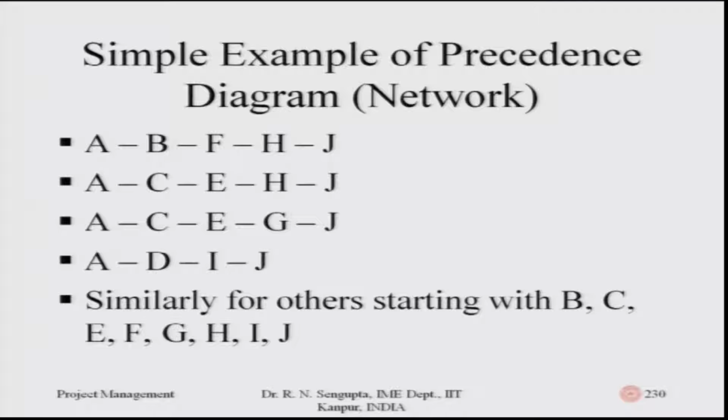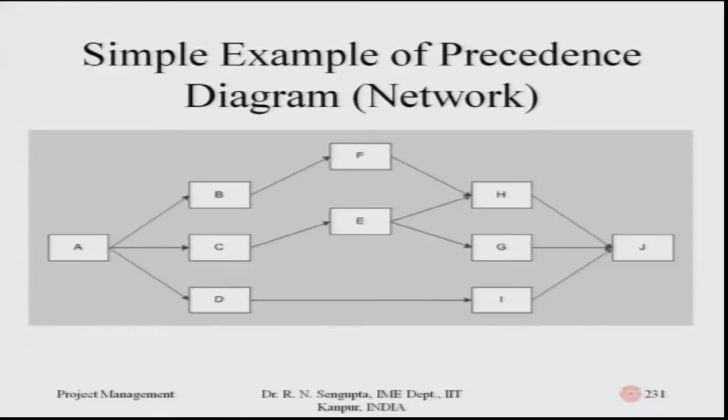Similarly, after B, C, and D you have F, E, and I, and correspondingly the sequences are given. So this is what I meant. After A you have B, C, D jobs and activities, and after B you had F, after C you had E, after D you had I. So the sequence of activities shown in the slide, if converted into the precedence diagram concept, has A being followed by B, C, D in some sequence.